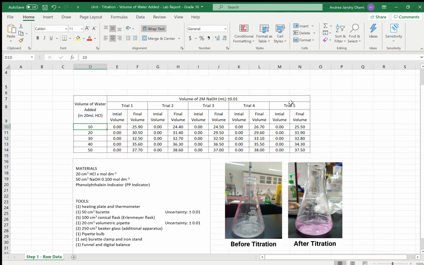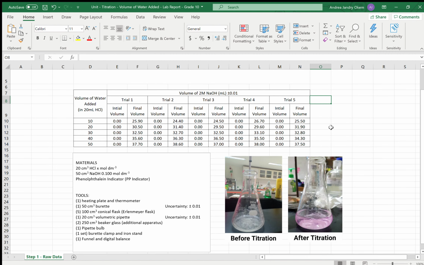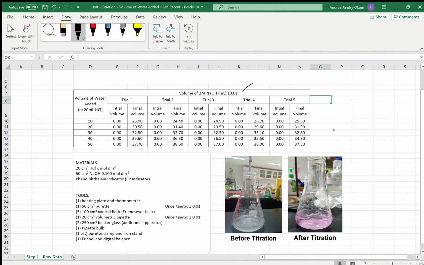Okay, part 1, introduction of the data. I have already sent to you two types of data. The first one is volume of water added. In this data you can see this is the dV, the dependent variables, and then this is IDV, the independent variables.